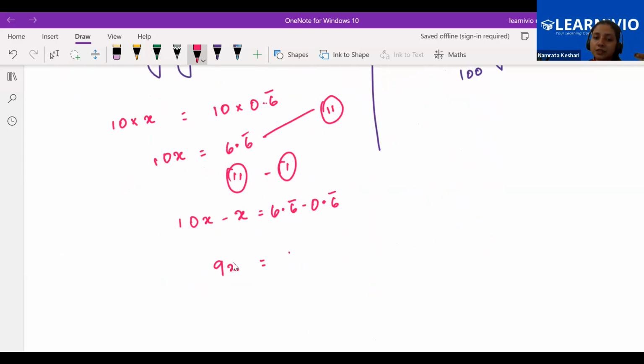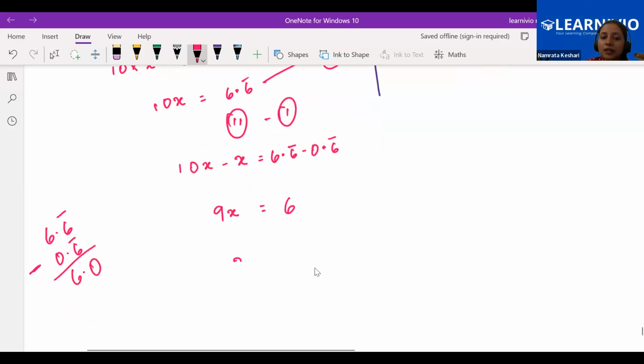Just 6. Ayan, do you know that 6.6 bar and 0.6 bar, if you do the subtraction, is 0 and 6.0, that means only 6 will remain. Ayan? Yes, ma'am. Now we got x equals 6 by 9.